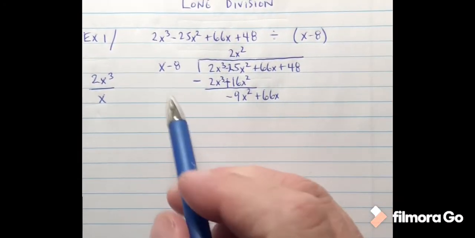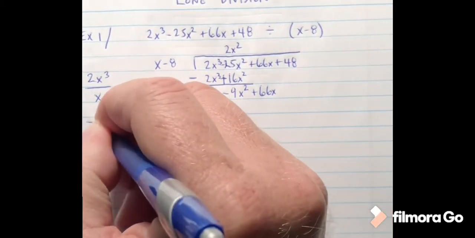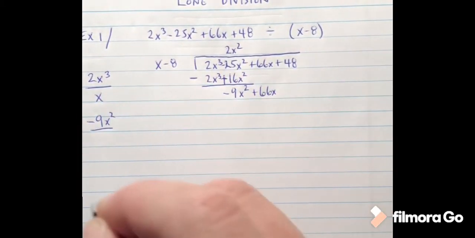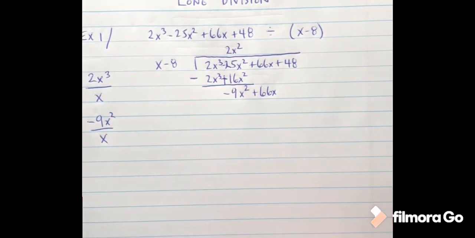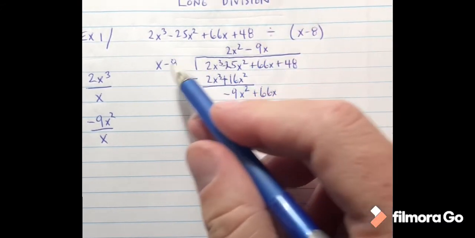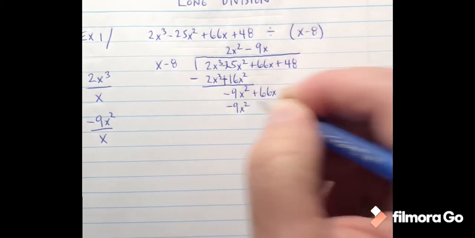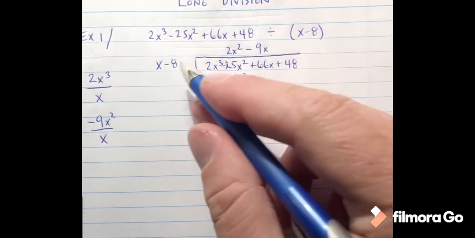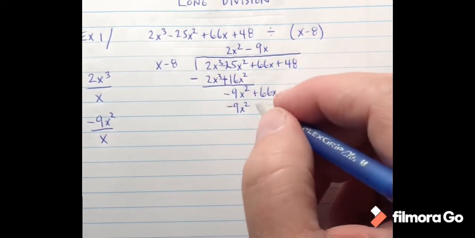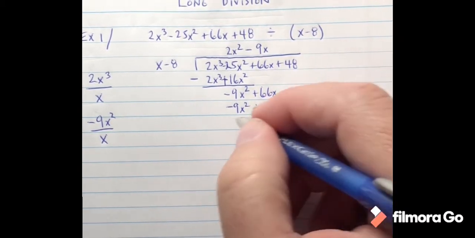Now I'm going to ask myself again, how many times does x go into negative 9x squared? So you might write over to the side, negative 9x squared divided by x. Well, we know that's going to be a negative 9x. Well, negative 9x times x is negative 9x squared. Negative 9x times negative 8 is positive 72x.